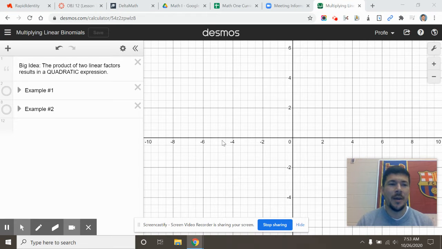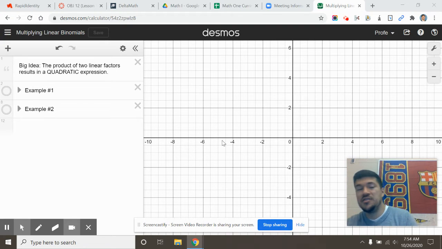Hello, everybody. Today I'm going to teach you how to multiply two linear binomials. A binomial, first of all, is an expression with two terms. For example, a linear function in slope-intercept form is a binomial. It's binomial because it contains two parts, hence binomial. These two parts are the x and the b.